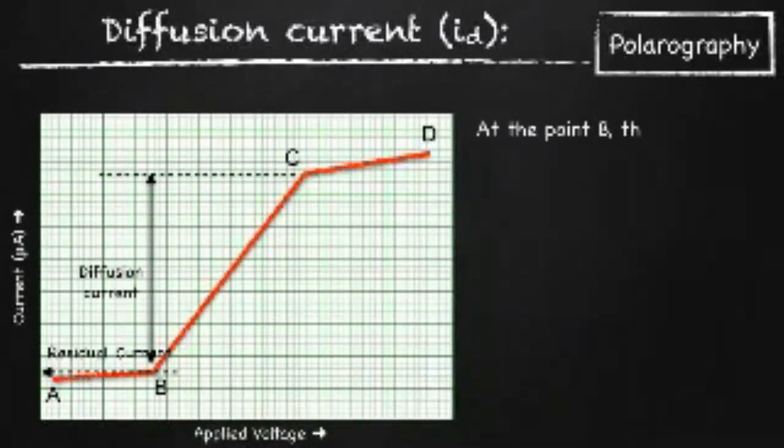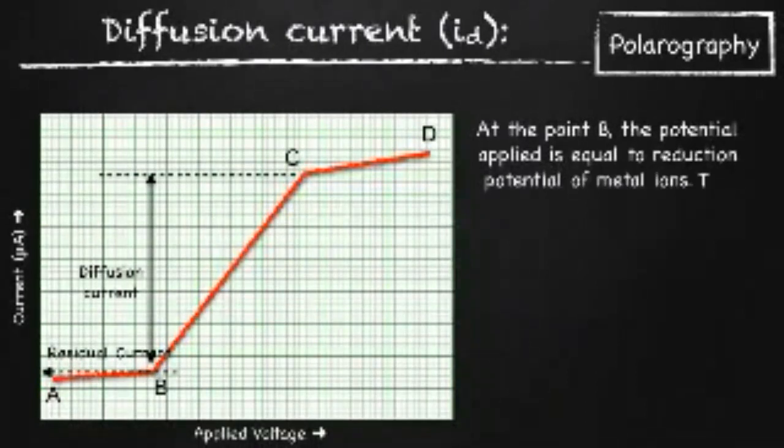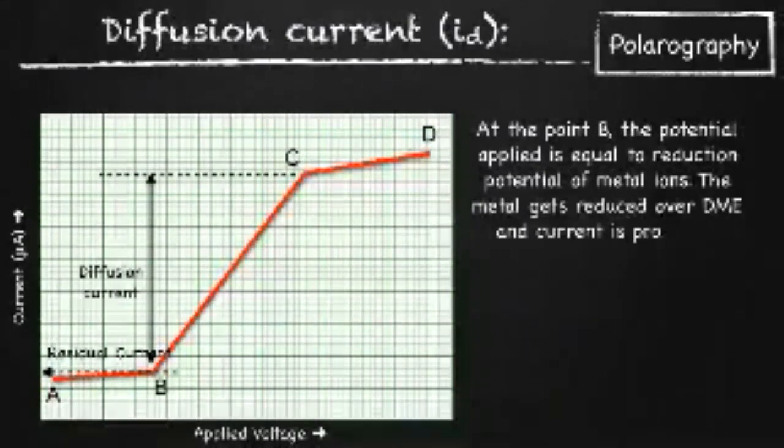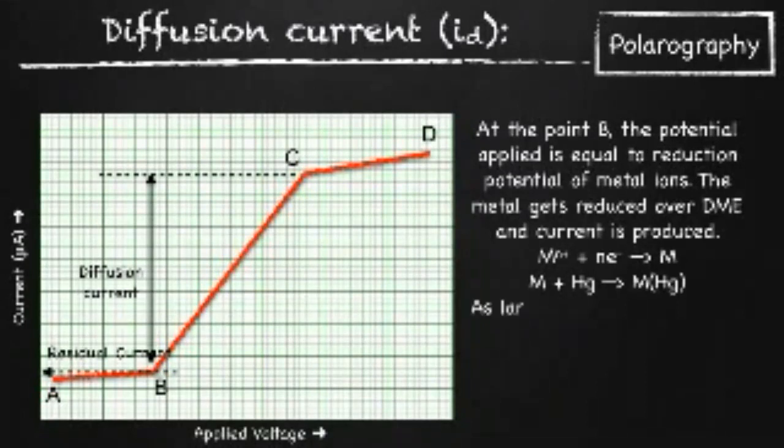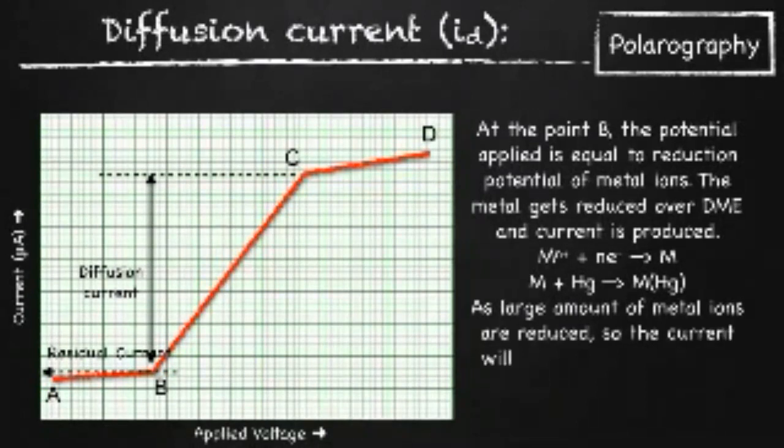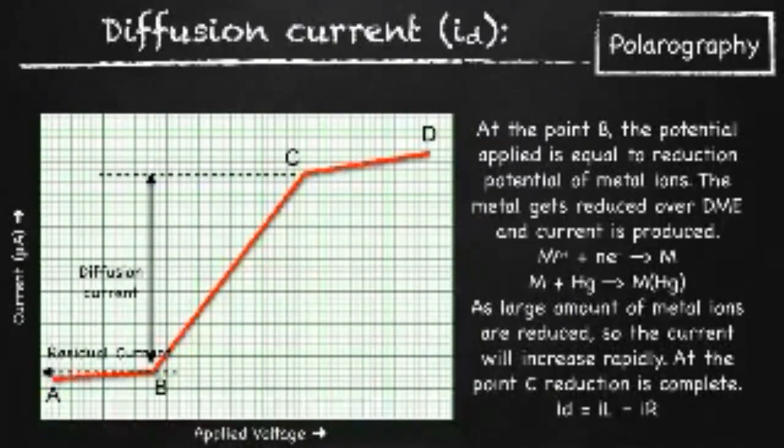At the point B, the potential applied is equal to the reduction potential of the metal ion. The metal gets reduced over the dropping mercury electrode and current is produced. So the metal ion combines with n number of electrons producing metal, and this metal combines with mercury forming amalgam. As a large amount of metal ions are reduced, the current will increase rapidly. At the point C, reduction is complete. So diffusion current ID is equal to IL, the limiting current, minus IR, the residual current.